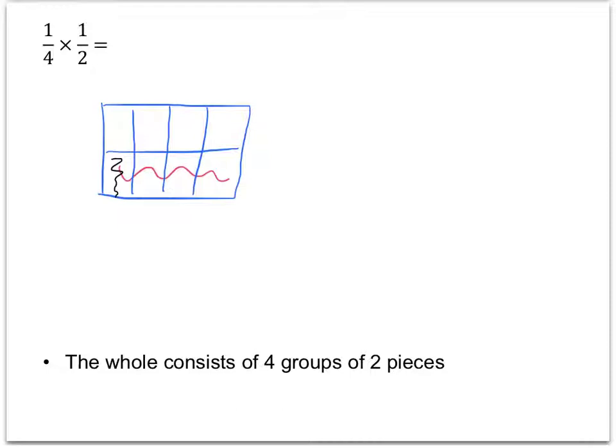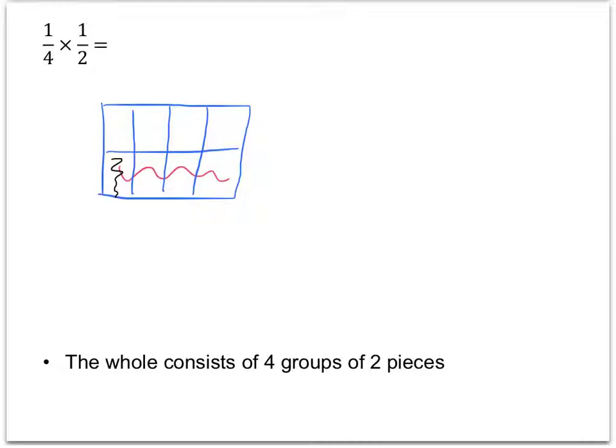But let's take a step back and look at our picture here. Specifically, let's look at the total number of pieces in the whole. Well, this bullet point down here, we mentioned that the whole consists of 4 groups of 2 pieces. Right, we've got like a column here. Think of that as a group, another column, 4 columns. Each one of those columns consists of 2 pieces.